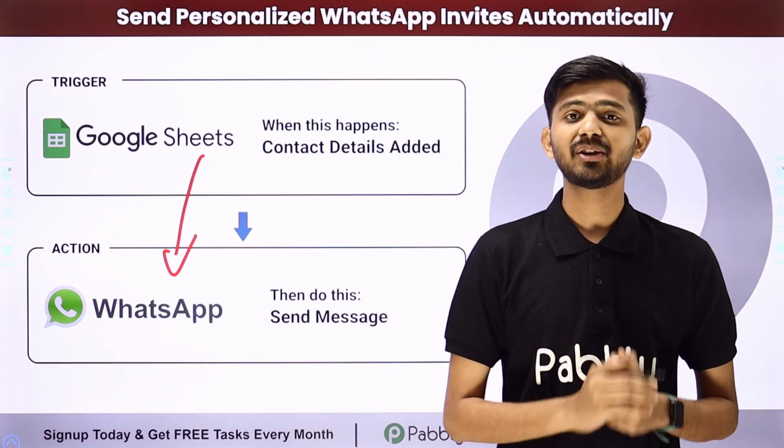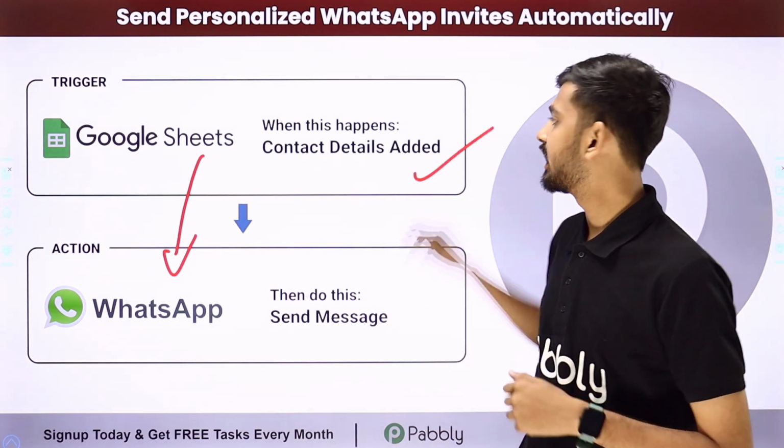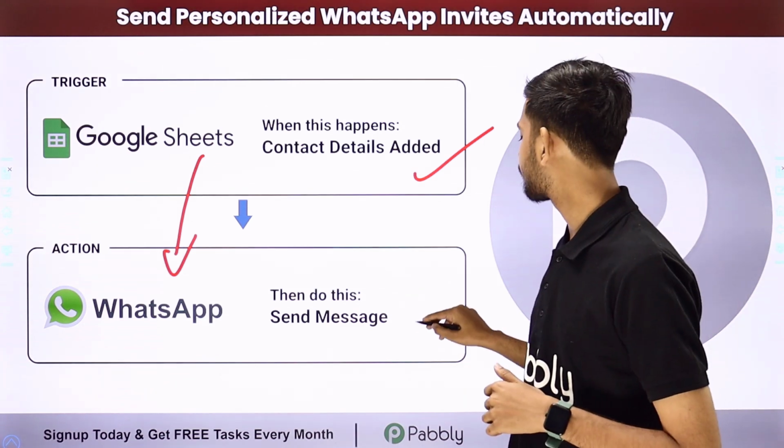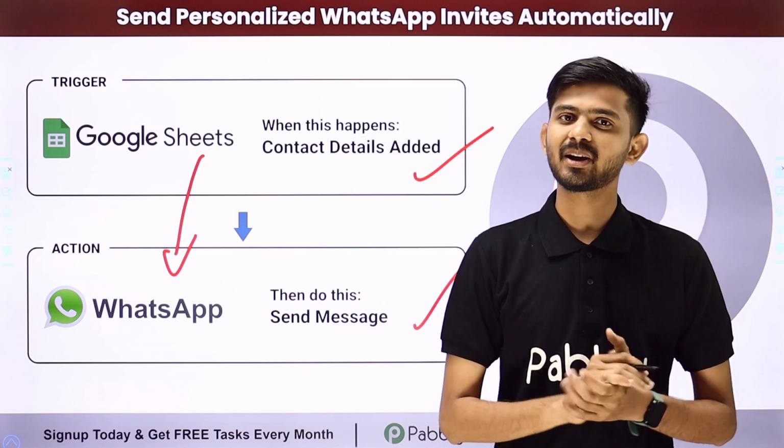In Pabbly Connect, I'm going to use trigger and action. In trigger application, I'm going to use Google Sheets. In action application, I'm going to use WhatsApp Cloud API. So how I'm going to build this connection? For that, let me take you to my computer screen.